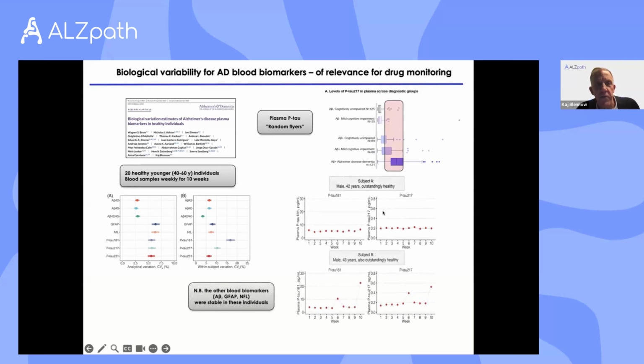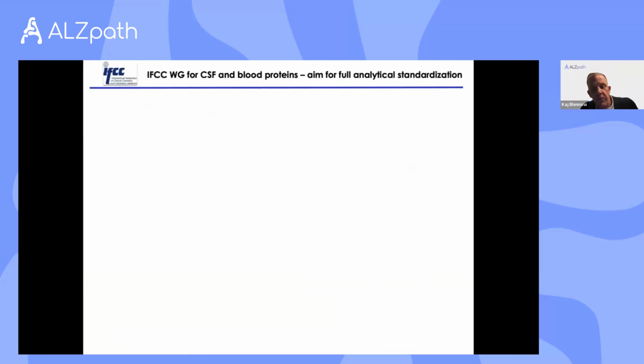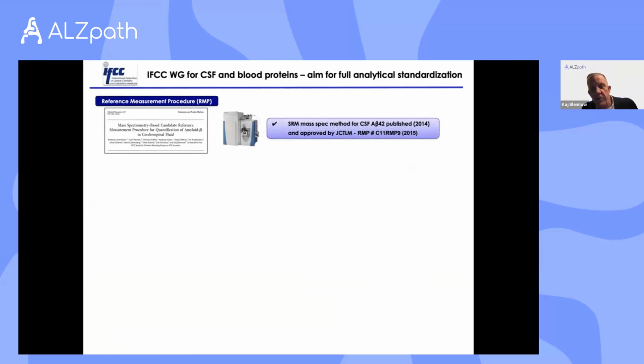This is again from the biological variation study. You have one subject here on top, so for both 181 and 217 the levels are quite stable, but for another person then you see that at week 6 and week 10 levels go up, and this is for both 181 and 217. And note that the other blood biomarkers, they were really stable in these two individuals. So maybe we need to learn a little bit more on pathophysiological factors that can influence the blood biomarkers.